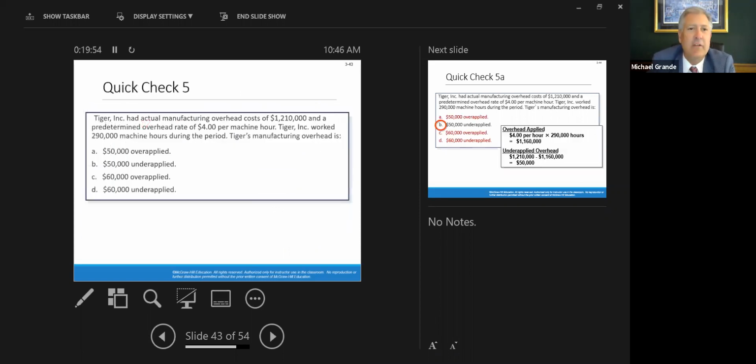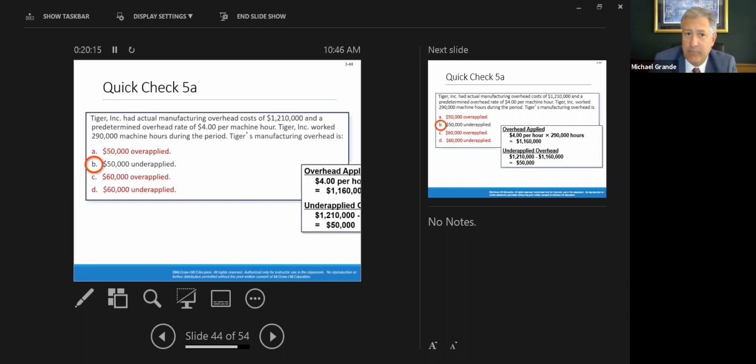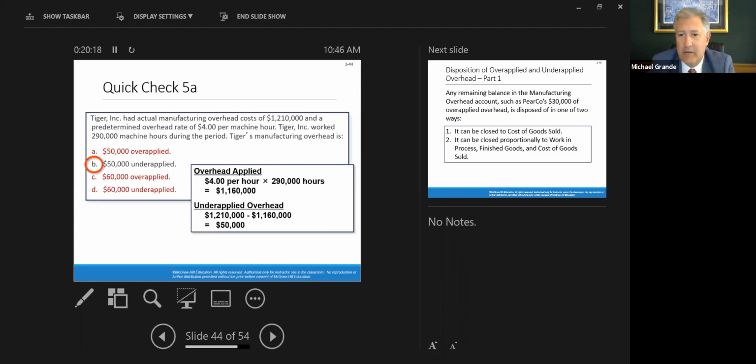Here's another example. Tiger Inc. had actual manufacturing overhead costs of $1,210,000 and a predetermined overhead rate of $4 per machine hour. They worked 290,000 machine hours during the period. Tiger's manufacturing overhead is what? Remember, the debits represent actual costs. The credits represent applied to. Overhead applied, 1160. The underapplied: the debits were 1210, the credits were 1160. They under applied, they have a net debit of $50,000 in that account.